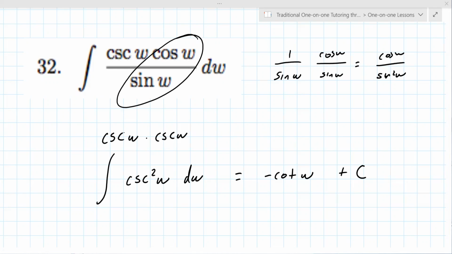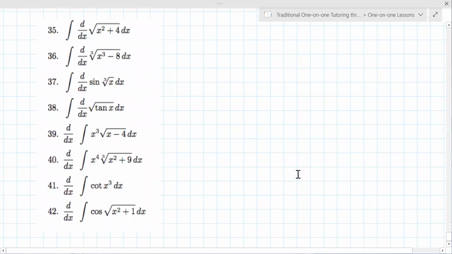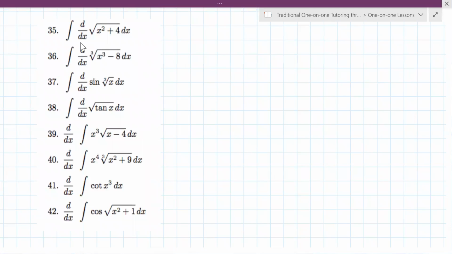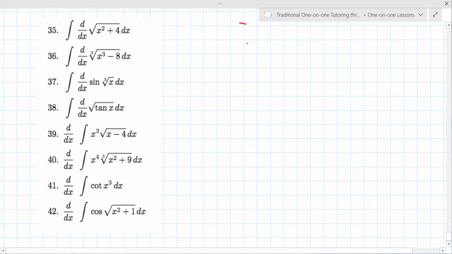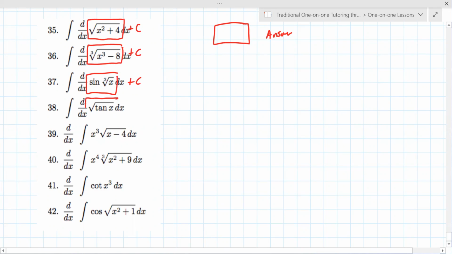Yeah. So in the last 2 minutes here, we can actually do 35 through 42. The answer is the part in the box here. That'll indicate that that's the answer. It's just, that's your answer plus C. That's your answer plus C. And so on.